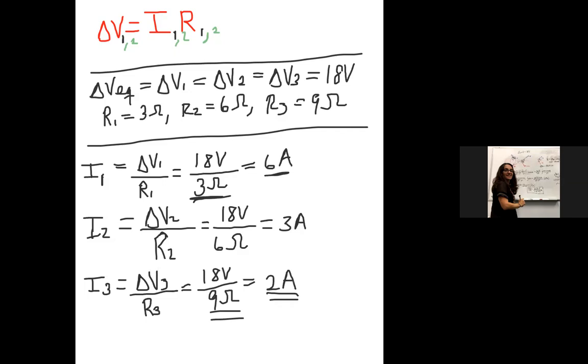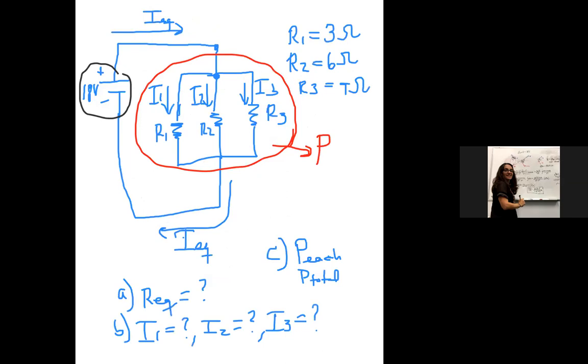Also, we're not asked for this, but I would like to do this. So this is the current flowing through resistor 1. It has 6 amps. We've got the current flowing through 1, check. We've got the current flowing through resistor 2, 3 amps. We have the current flowing through resistor 3, 2 amps.